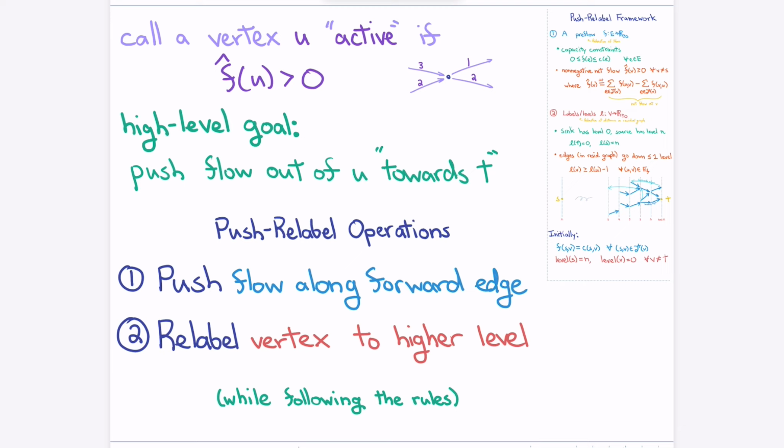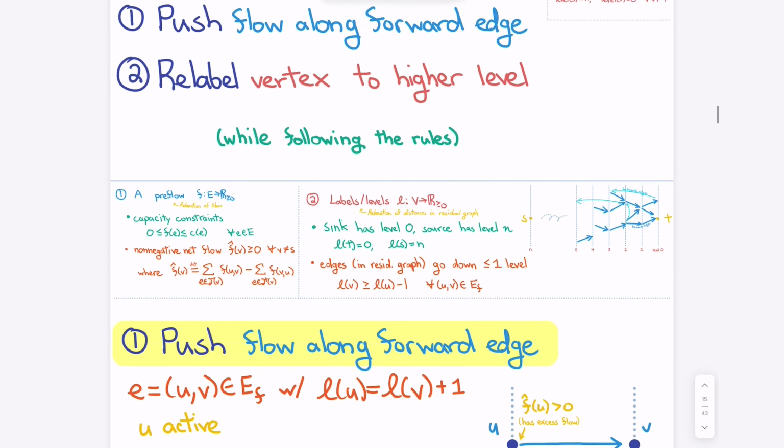So you try to push flow along a forward edge if there is one, and then you might as well push as much as possible. I think all the algorithms we'll see today will push as much as possible. And if you can't find a forward edge, then you can relabel the vertex to a higher level. Okay, so maybe over time, that vertex might even end up on the other side of the source. It might get to level n+1 or something, and then you can push flow back into the source. Okay. So, good.